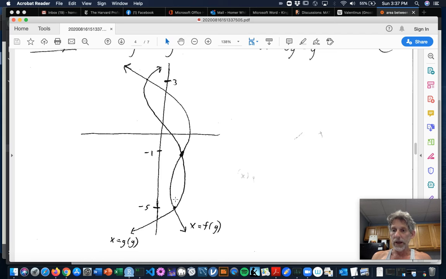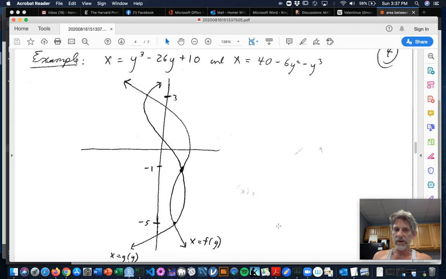Clearly, we're going to need to break this into two integrals. We're going to have to go y from -5 to -1, and we're going to have to do an x right minus an x left at each of those levels. And then we're going to have to go y from -1 to 3, and again do an x right minus an x left. It's just that what's right and left is going to change on us.